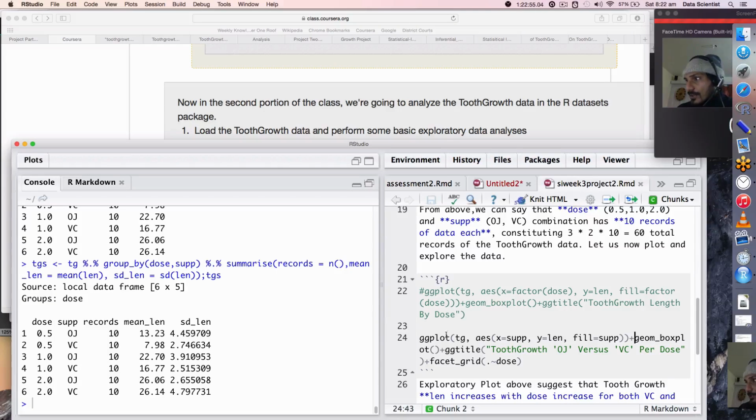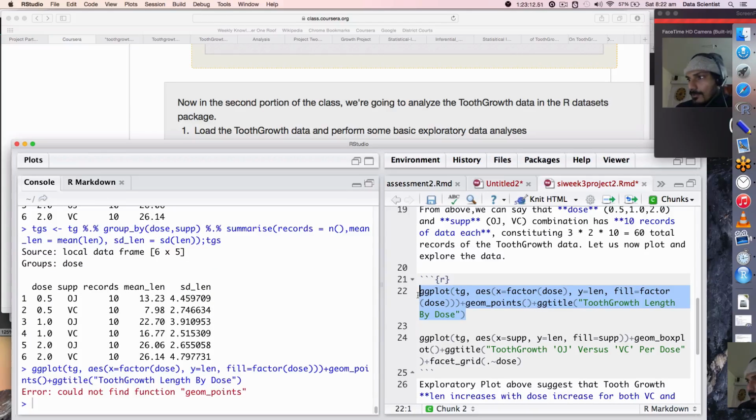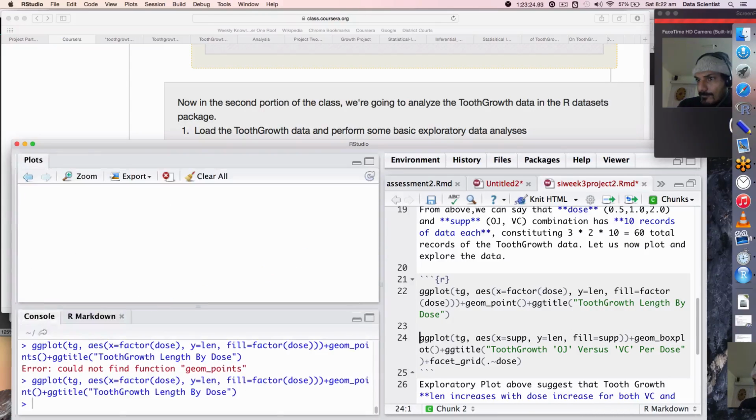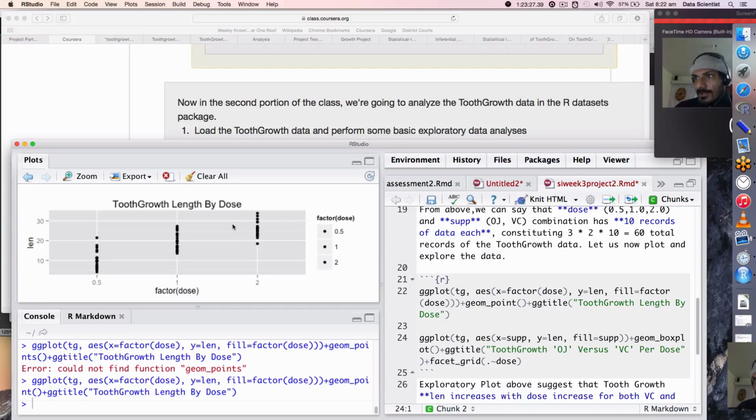Let me just show you the same thing without the grids, and with geom underscore point instead of geom underscore box plot. So this is my code. I'm just executing this and let's see what we get. All right, geom underscore point. So this is what it looks like.